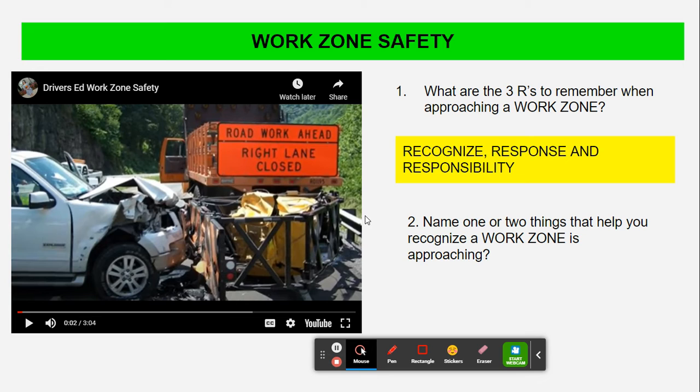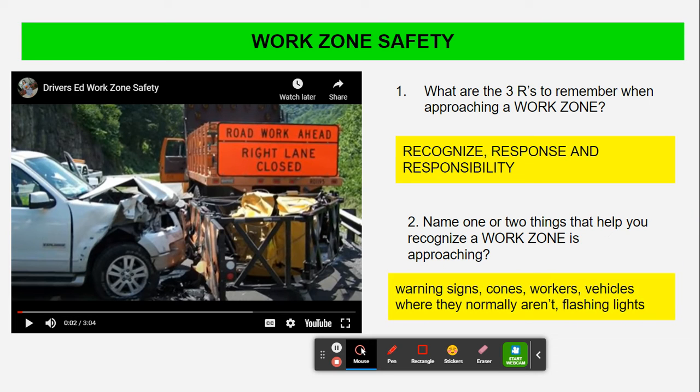Oftentimes we have those yellow flashing lights. Sometimes there'll be a police car with its lights on. Quite often you'll see cars with their brake lights on because they're all coming down to speed. There's usually a line of cars entering the work zone, right? These are all ways that we can recognize them way ahead of time as we're approaching them. Here we go. Yep. There's warning signs, there's cones, there's workers, there's vehicles where there normally aren't vehicles, there's flashing lights. There could be those orange or yellow barrels too.